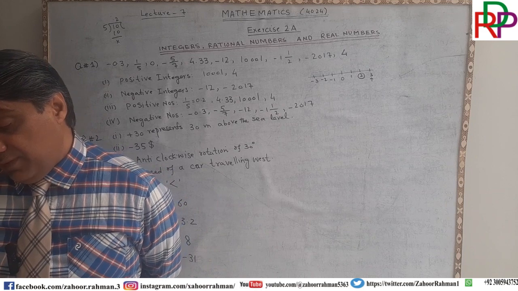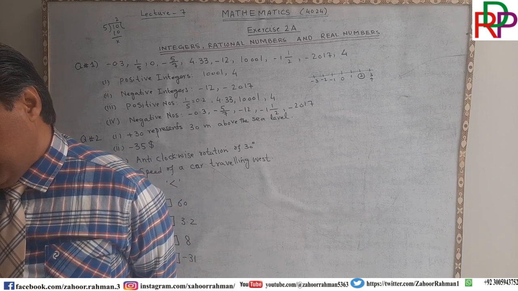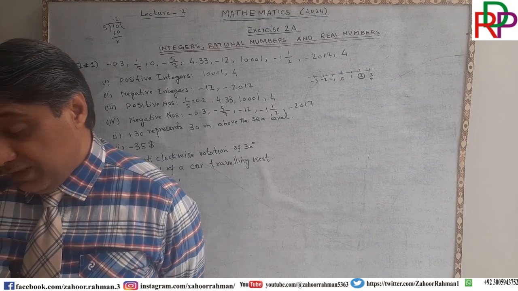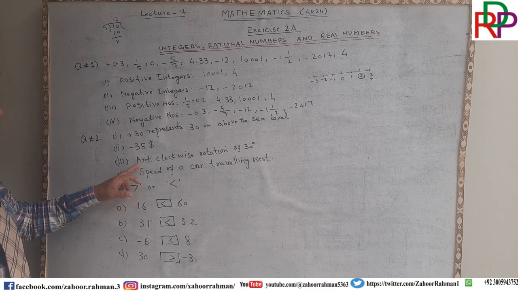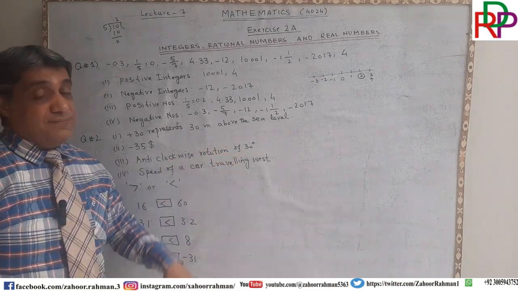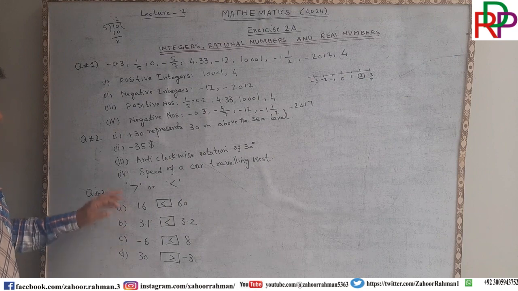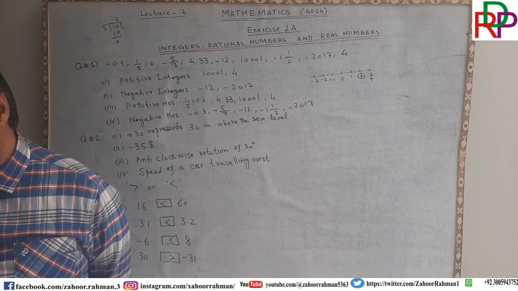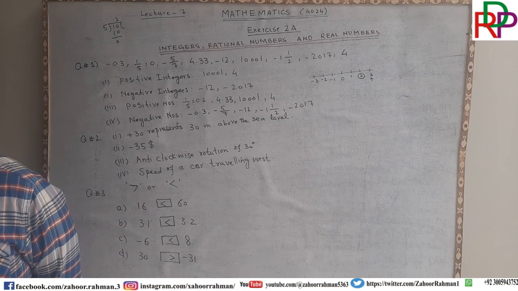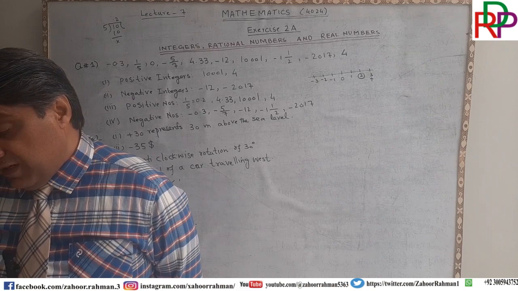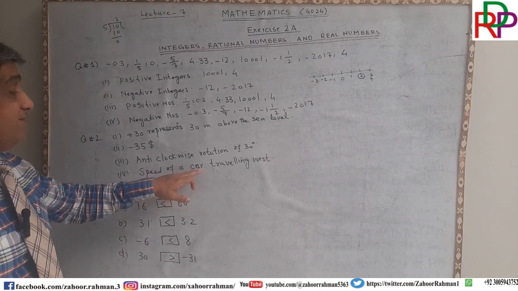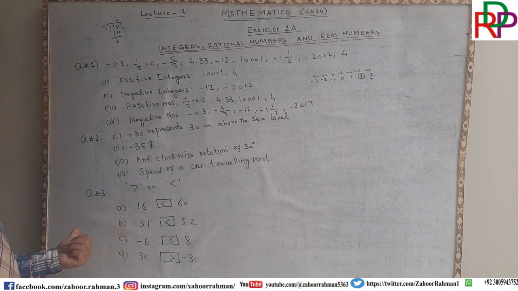Part C says if minus 60 degrees represents a clockwise rotation of 60 degrees, then plus 30 represents what? An anti-clockwise rotation of 30 degrees. And number 4 says if plus 45 represents the speed of a car traveling east at 45 kilometers, then minus 45 represents the speed of a car traveling west, a totally different direction.